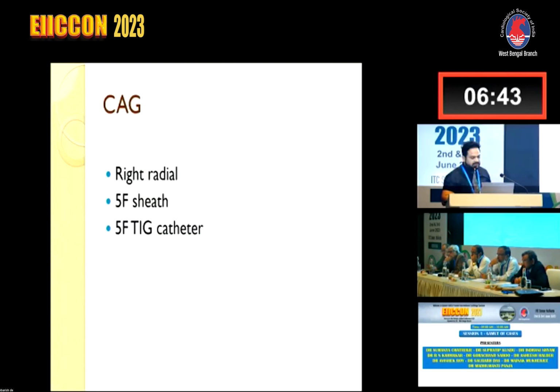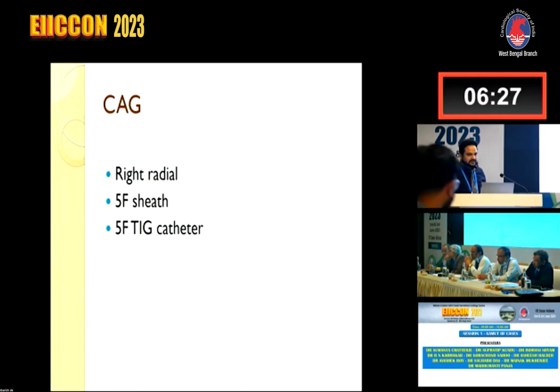For the diagnostic, we used a right radial 5 French sheath and a 5 French Tiger catheter. One of my DNB residents told me, "Dada, I will take the puncture." I told him no, since she's a female patient and might go into spasm, let me take the puncture, and I'll allow you to do the angiogram. So the puncture was taken, and he took the Tiger catheter.